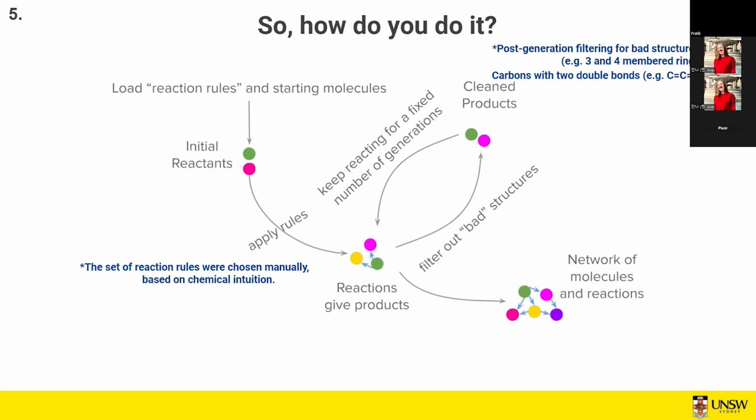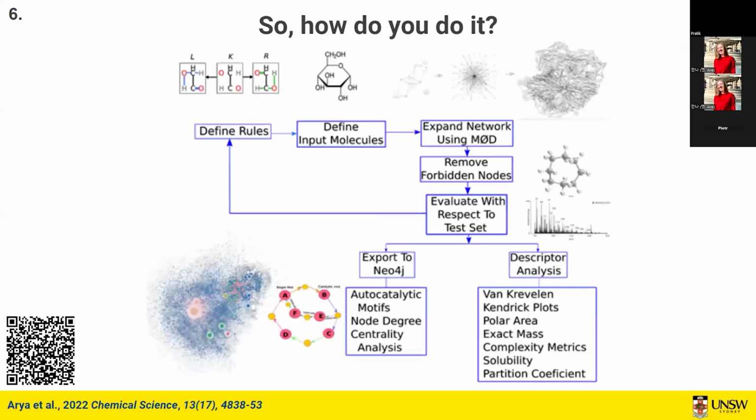Now we also apply some filters to keep out bad structures. In chemistry, we don't want to allow structures like 3-membered rings or 7-membered rings that are just not found in nature. And then we also apply thermodynamics to constrain our networks. So we get the clean products, and then we take these clean products for generating and optimizing our networks, visualizing them, and doing a lot of discrete analysis.